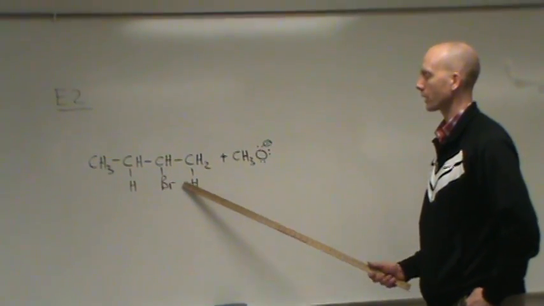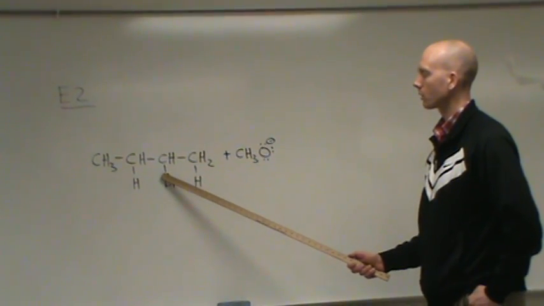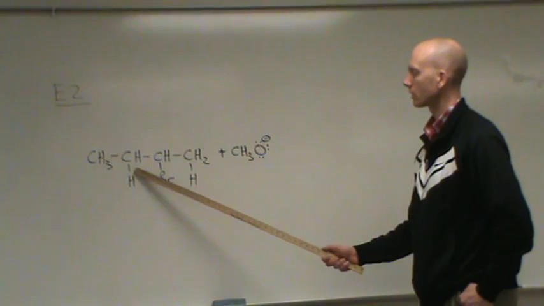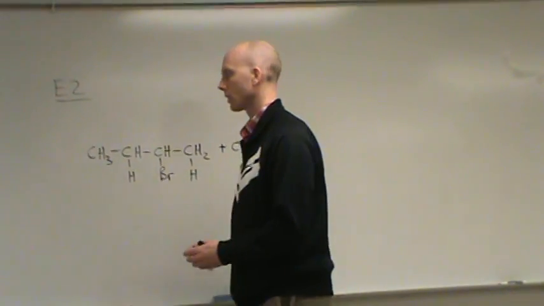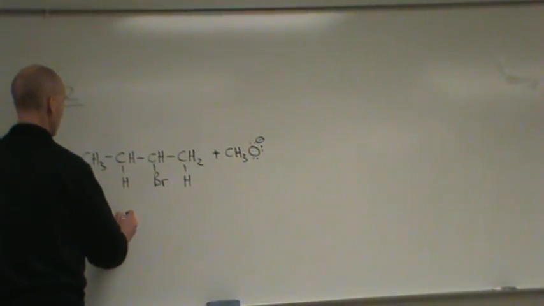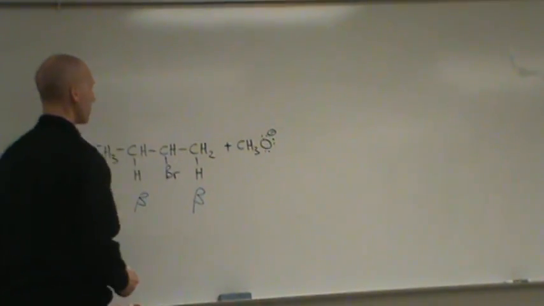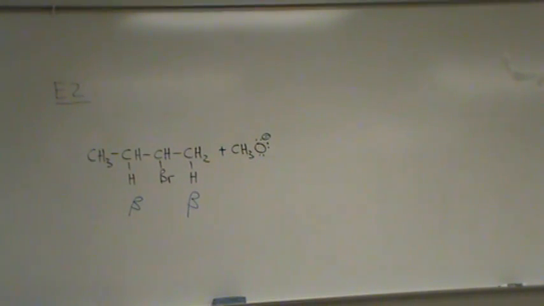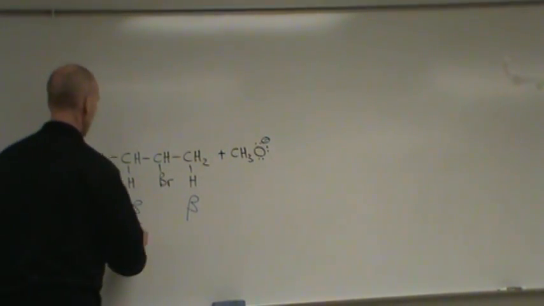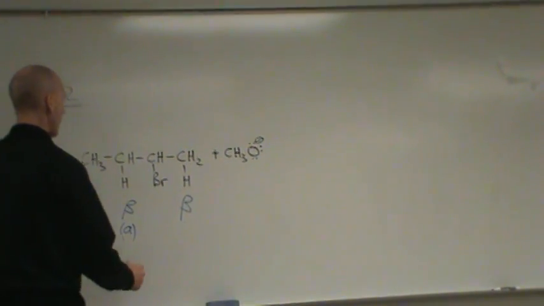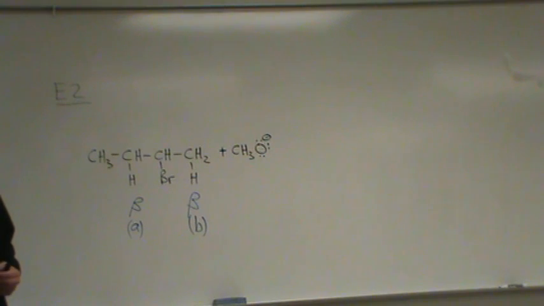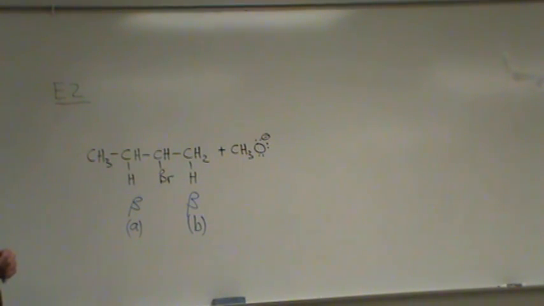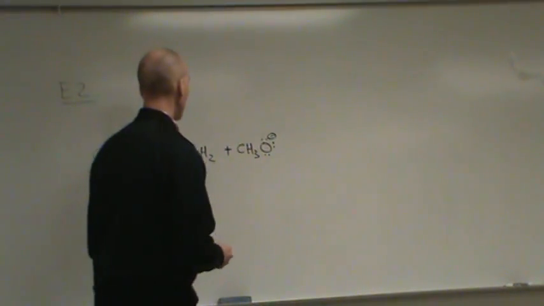We saw this last time with the E1, but just look at the leaving group, look to the left, and you look to the right. So I see two different sets of beta hydrogens. So I got two different spots where my base can attack. So I can maybe call these the A hydrogens and those the B hydrogens. Okay. So let's draw both attacks over here.